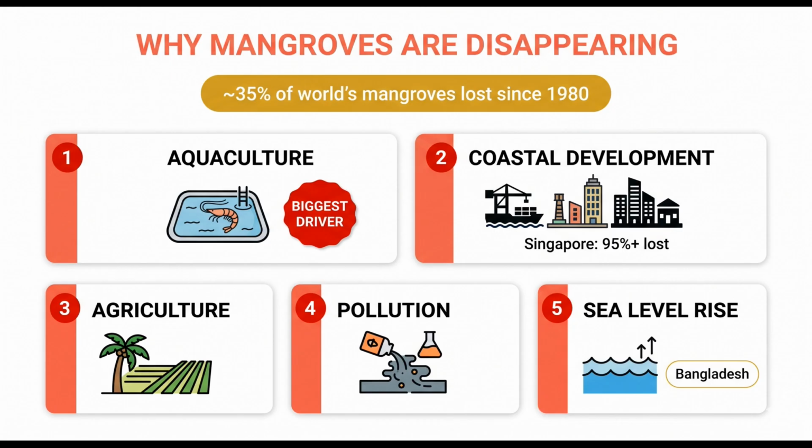Number 2, coastal development. Ports, resorts, roads, and housing all require land. In Singapore, this has been catastrophic. Over 95% of Singapore's original mangrove cover has been lost to land reclamation.